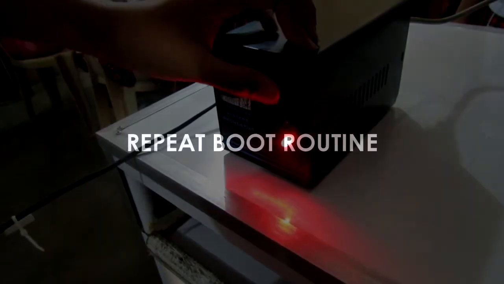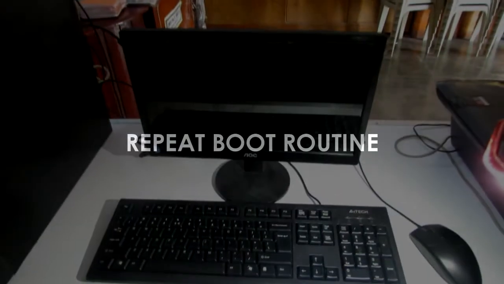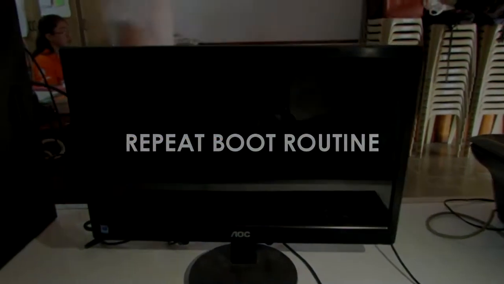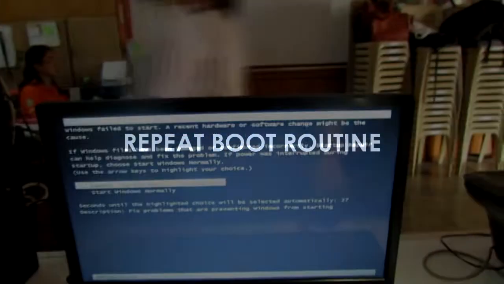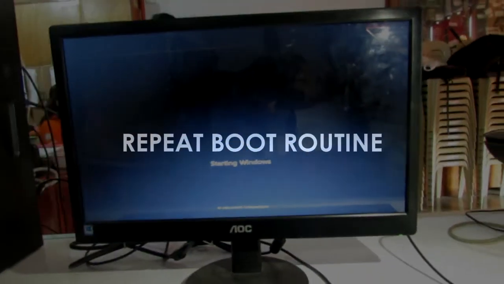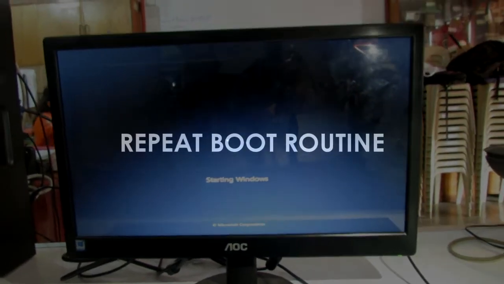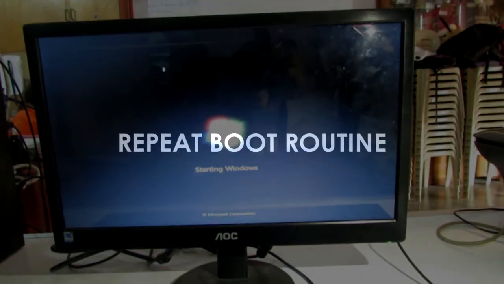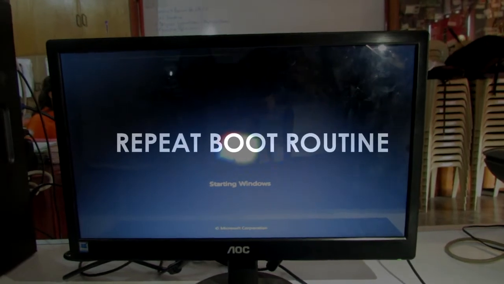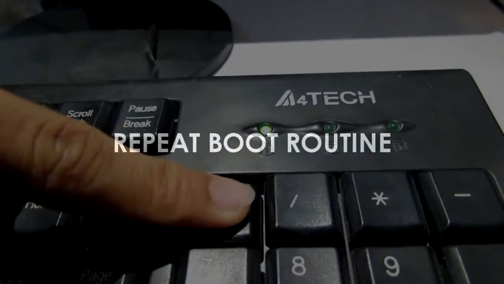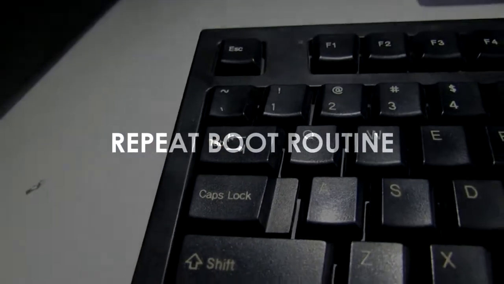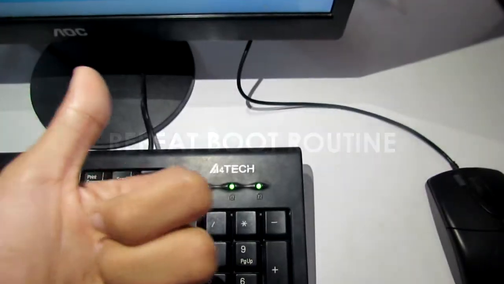During the boot routine, observe the system for any of the following indications. Number 1, beep codes. Number 2, system error messages. And number 3, diskette drive and hard disk drive access indicators. Observe the monitor screen for the diagnostic menu.